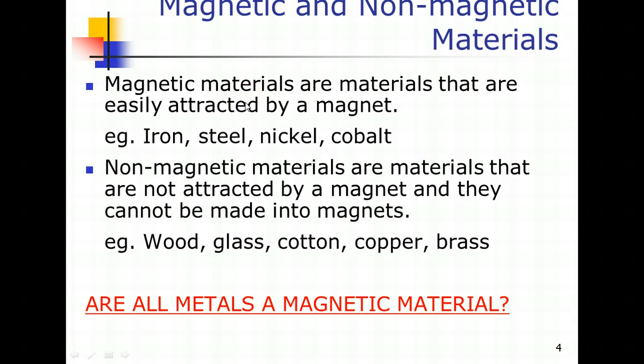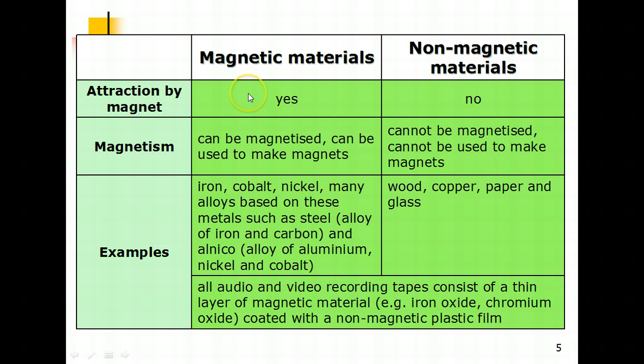Let us move on to the next slide. Now this table shows you what it means by magnetic and non-magnetic materials in more detail. I'd like to draw your attention to this particular area regarding the alloys. In chemistry you have learned that alloys are basically mixtures of different metals, and as I mentioned earlier on, steel is basically an alloy of iron and carbon.